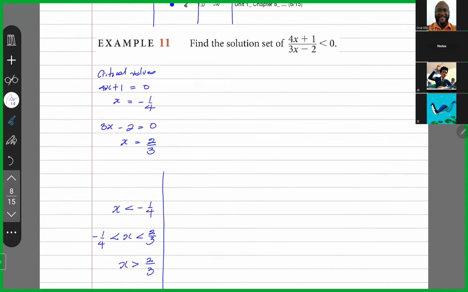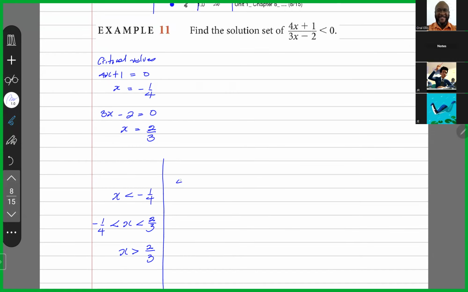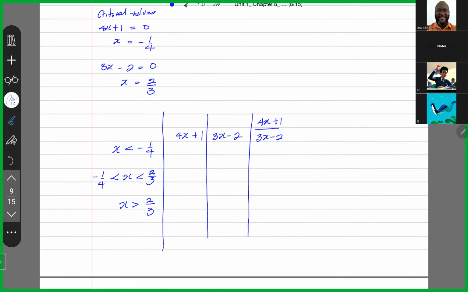The numerator is 4x + 1. The denominator is 3x - 2. And the function is 4x + 1 divided by 3x - 2.